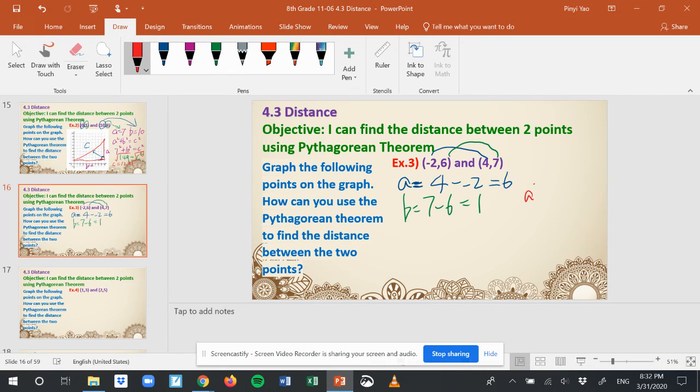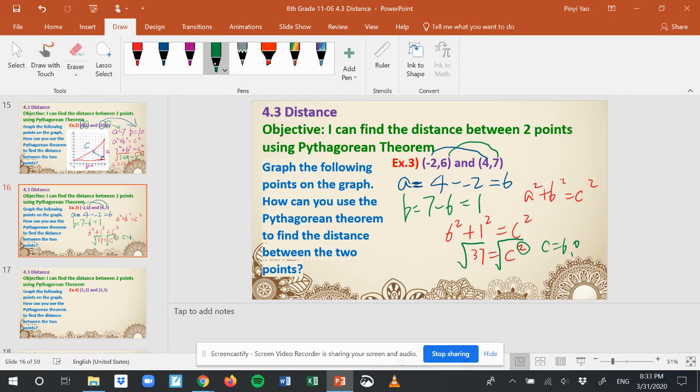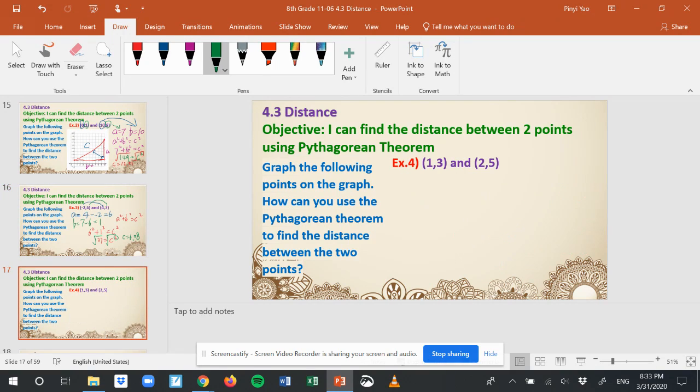Equation doesn't change. A squared plus B squared equals C squared. My A is 6, so 6 squared. B is 1, so 1 squared. That equals C squared. 6 squared is 36, 1 squared is just 1, so 37 equals C squared. I see a square, so I'm going to square root both sides. After I type in my calculator, that is going to be 6.08. And we're done.